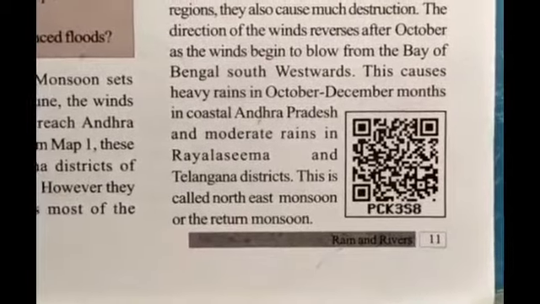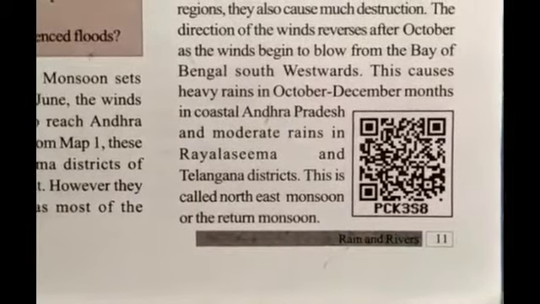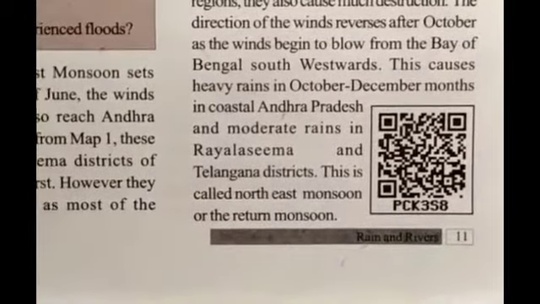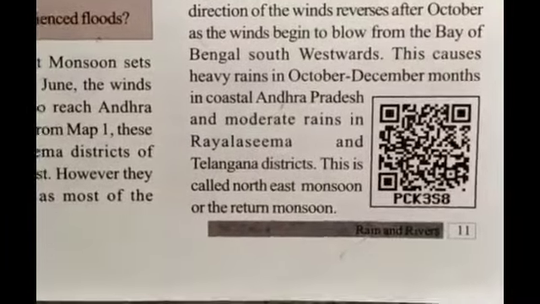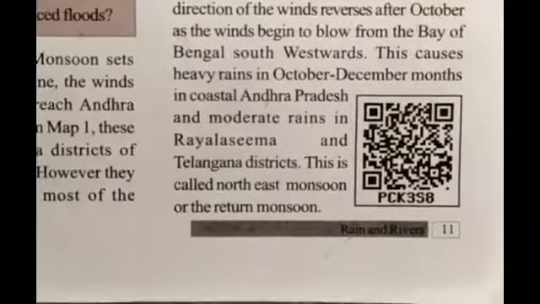This causes heavy rains in the months of October to December in coastal Andhra Pradesh, and moderate rains in Rayalaseema and Telangana districts. This is called the northeast monsoon or return monsoon.